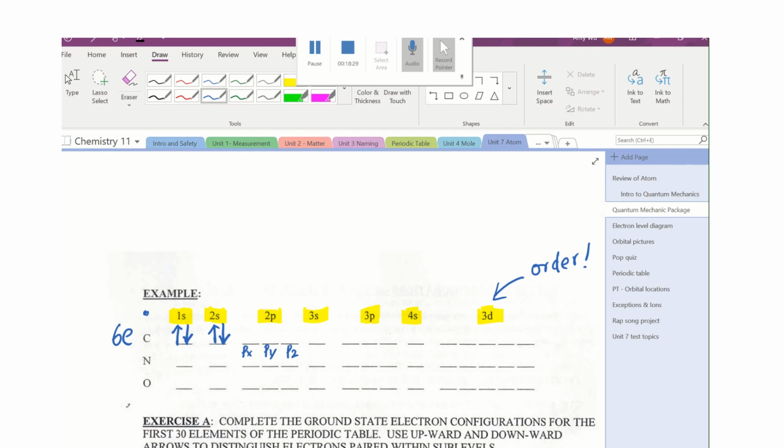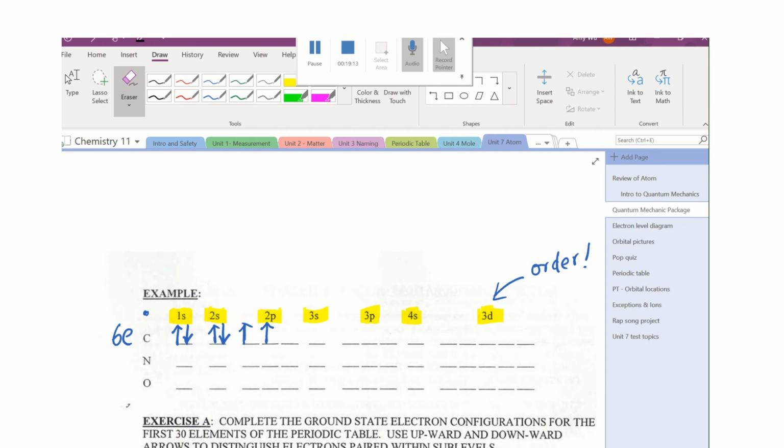Remember rule number 4: if there are degenerate orbitals like px, py, and pz, you have to fill 1 electron into each of the p orbitals first. So one goes to the px, and one goes to the py. So 6 arrows represent 6 electrons, and I'm done with carbon. Why don't you take a moment to pause the video right here, do the nitrogen and oxygen, and then come back and check your work.